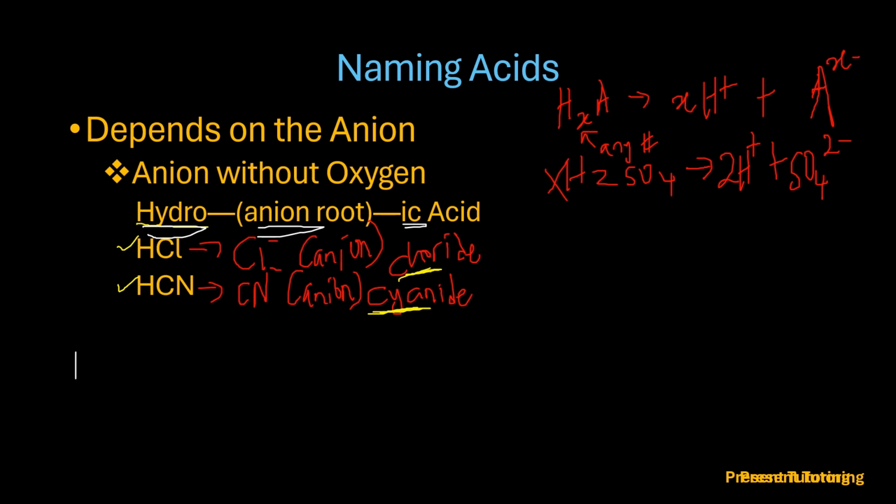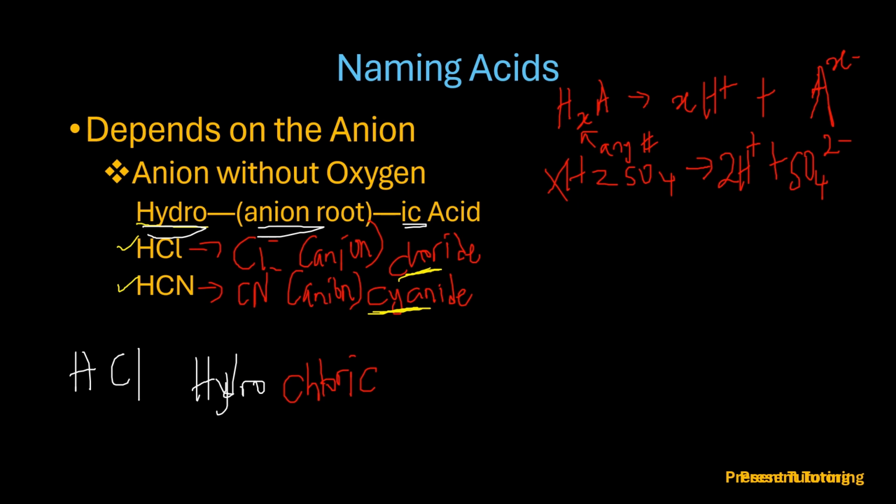So we have HCl. We can say it's hydro, and then the anion root is chlor, and then you can put ic after that. So it's hydrochloric acid. Yes, it's going to be hydrochloric acid. And then let's try another one.